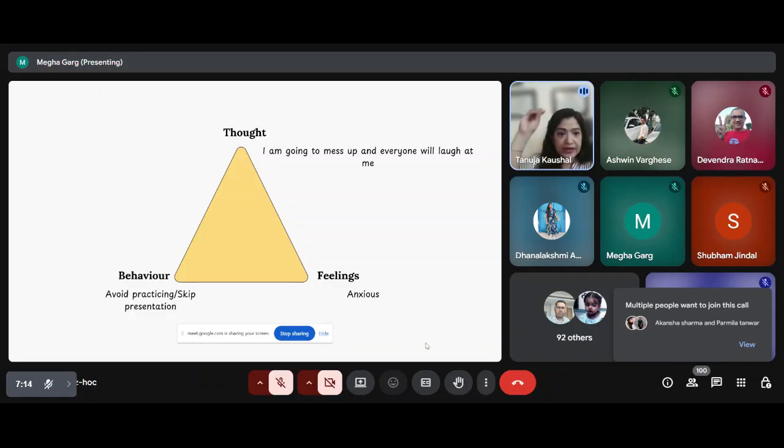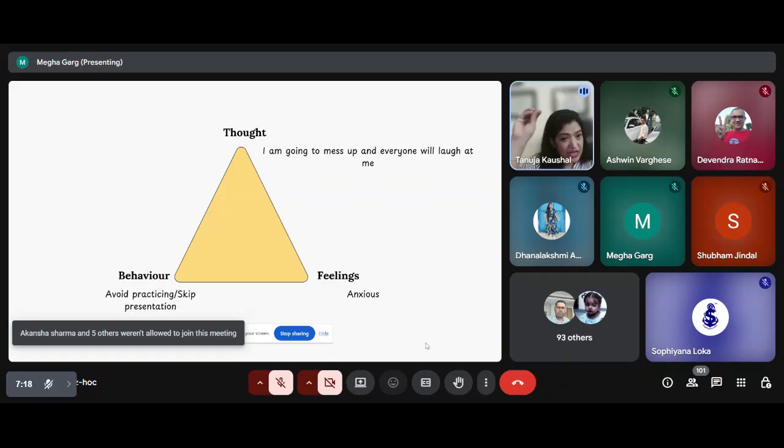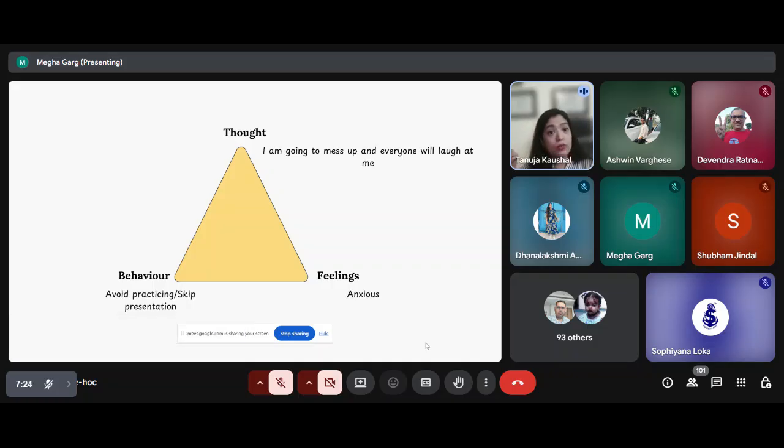So you see how negative thought leads to negative feeling and negative behavior, and how a rational thought, which says that okay, I am well prepared, try to do my best, leads to a more balanced feeling, and thus a balanced or a practical, reasonable behavior, which is appearing for your presentation.